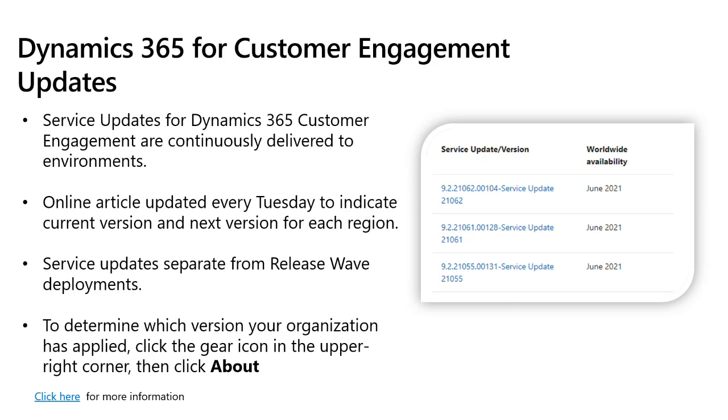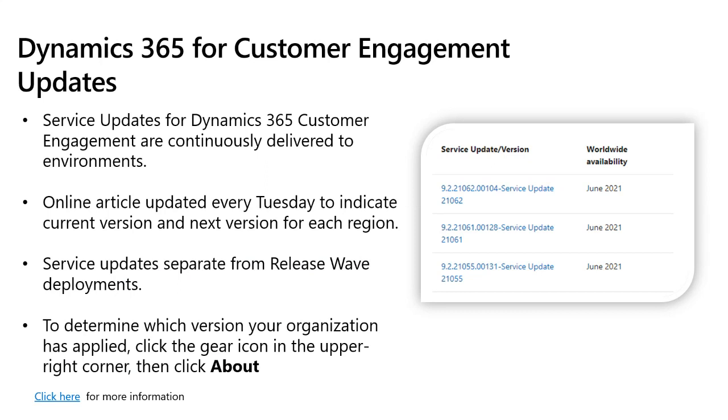Service updates for Dynamics 365 customer engagement environments are the ones that are continuously delivered to those environments. These are typically on a weekly basis. There's a good article that keeps track of this. That article, I believe, is updated every Tuesday, and it indicates the current version of each region, what the next version is, and the timing of those.